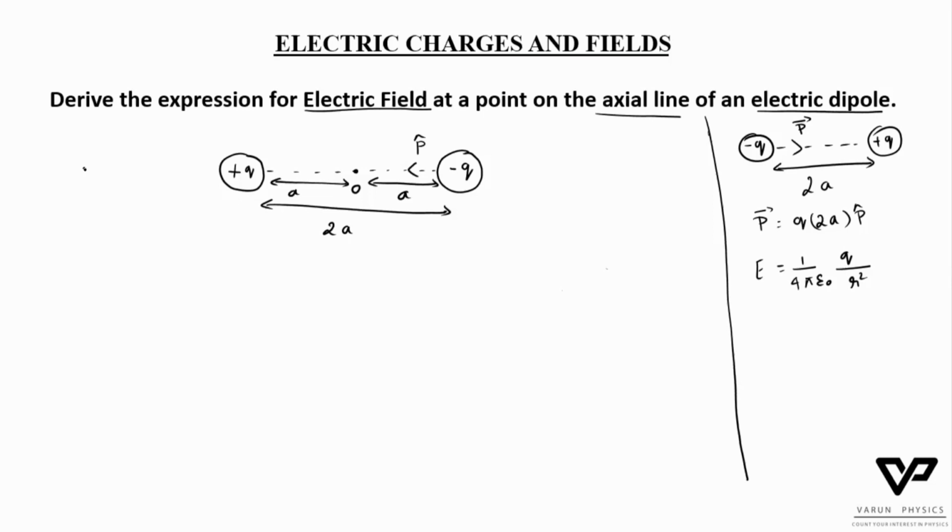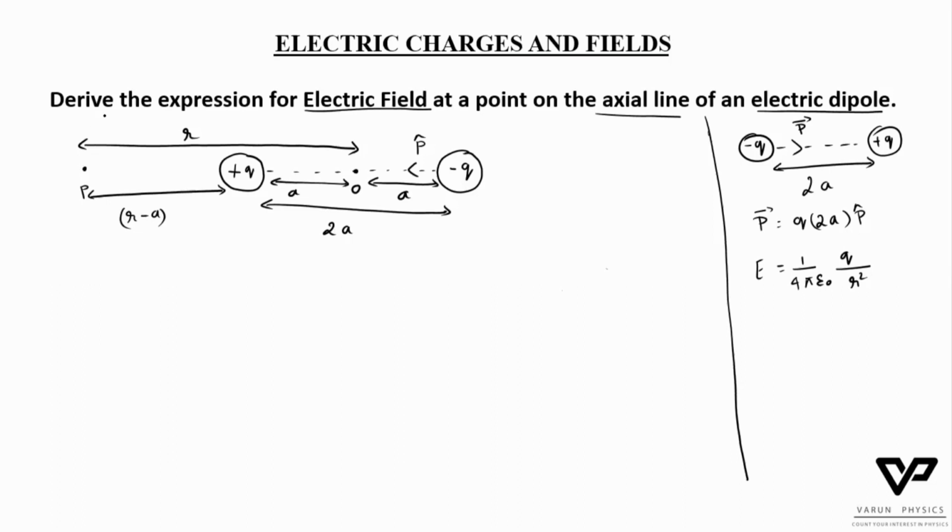Now let me assume a point P, which is at a distance r from the center of the dipole. Then the point P is at a distance of r minus a from the charge plus q. Why is it so? From P to the center it is r, and from the center to plus q it is a. I want only the distance from P to plus q, therefore it is r minus a.